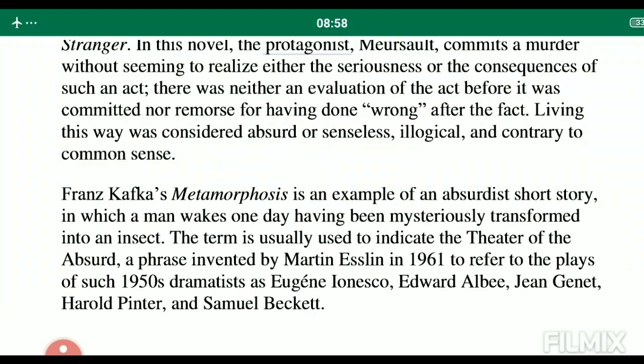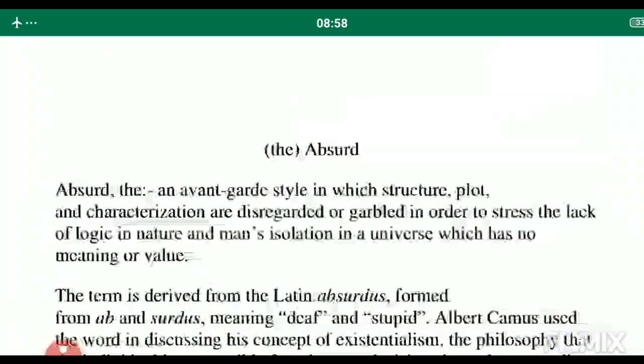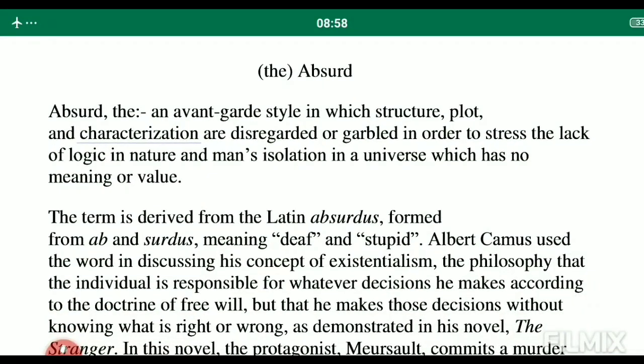All right. So this is all about our term absurdity, an English literary term which has been used by various novelists and dramatists too. The particular term is derived from the Latin word absurdus, which means surdus. The word surdus means deaf and dumb. And of course this term absurd came from Martin Esslin's words. He invented this term in 1961 to describe the 1950s dramatists who wrote their dramas in such a genre.